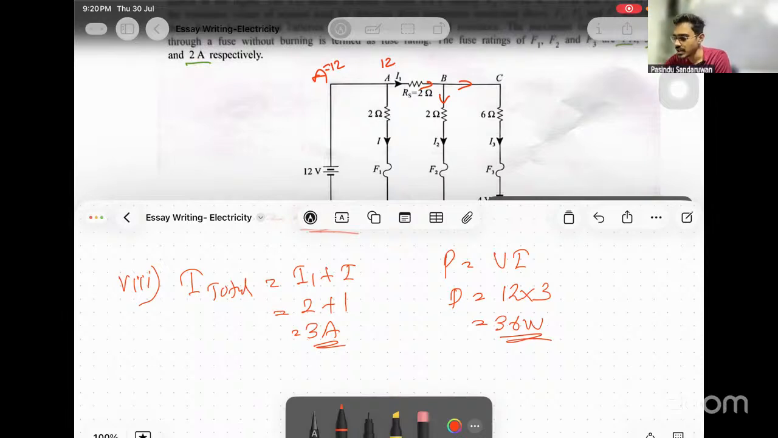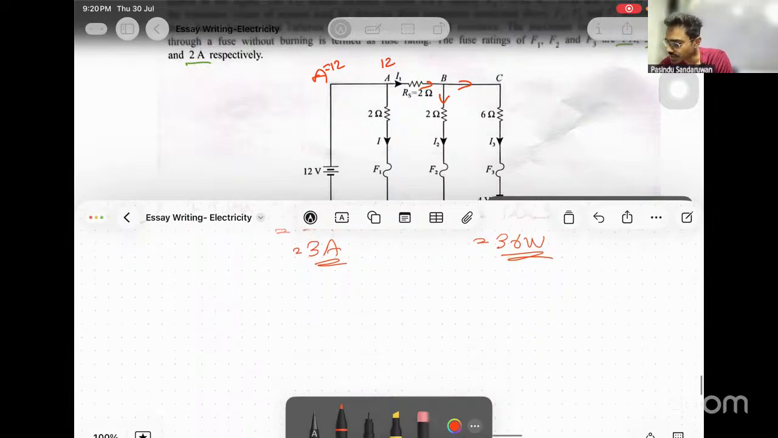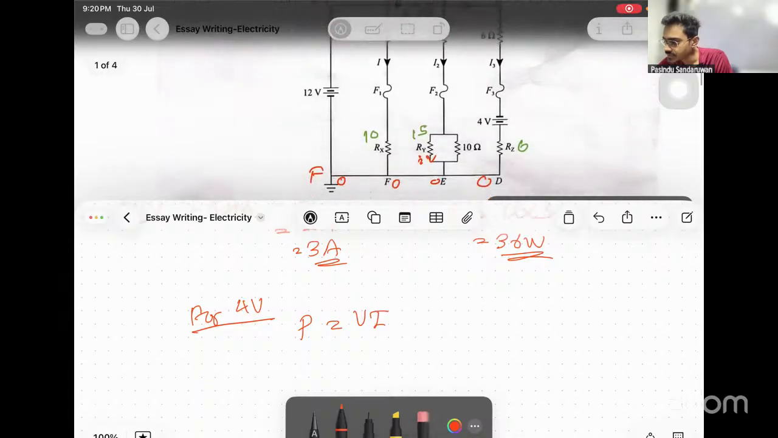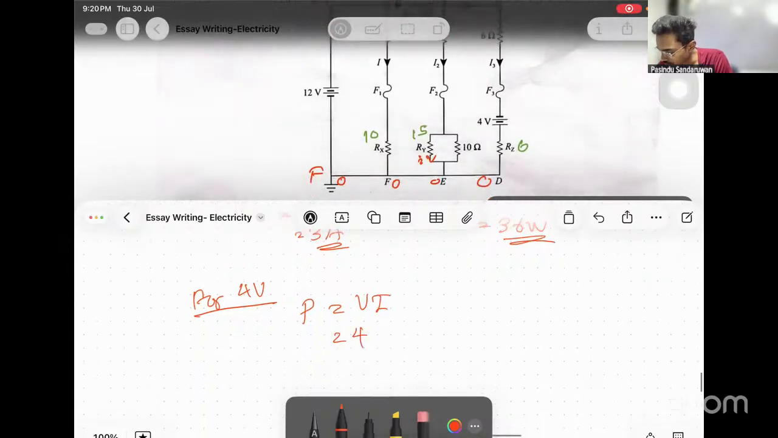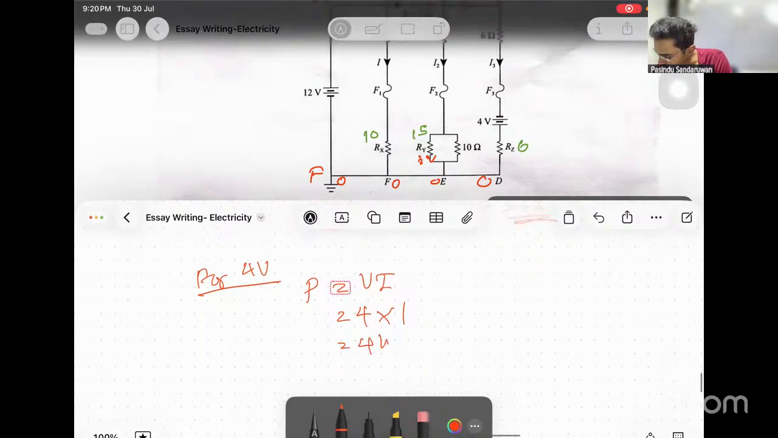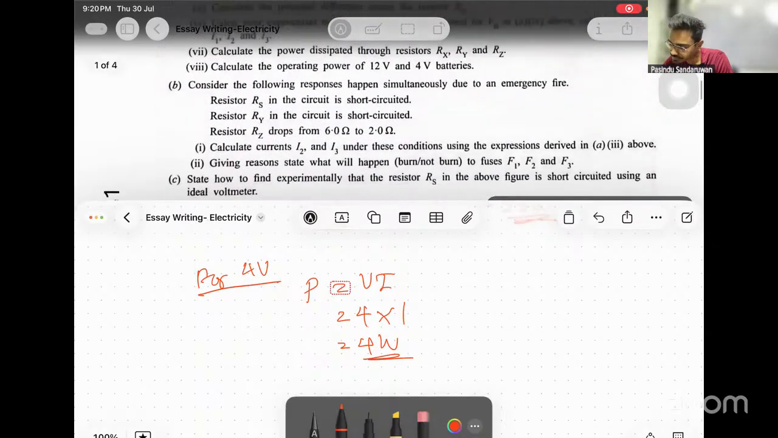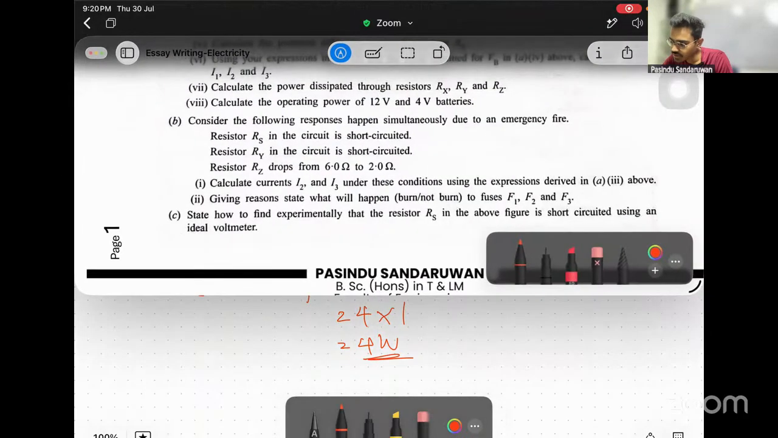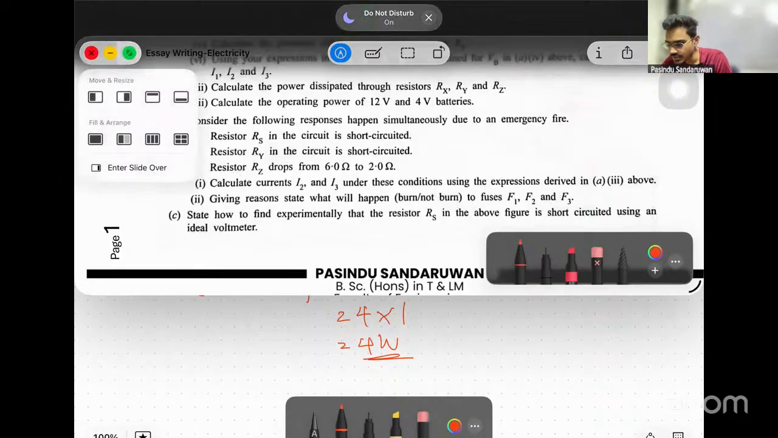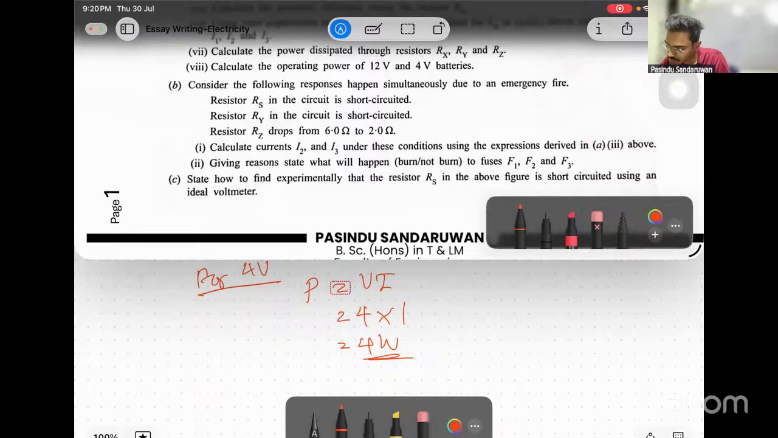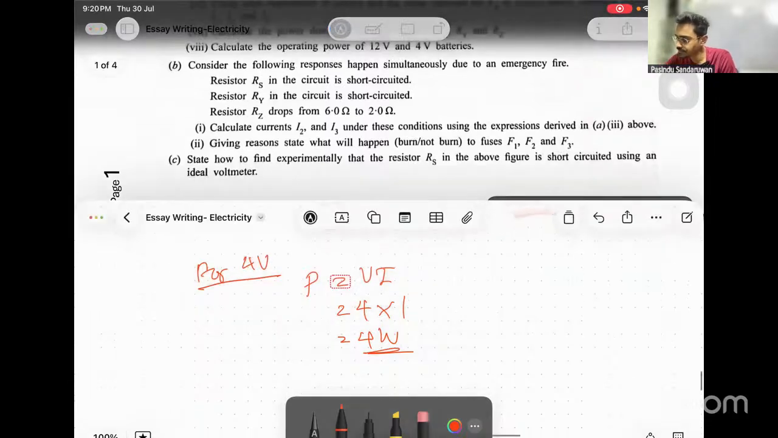And for the other battery, 4 volts, again P equals VI. The potential is 4 and the current through that is 1. Then 4 watts. Calculate the operating power, done. Then part B.